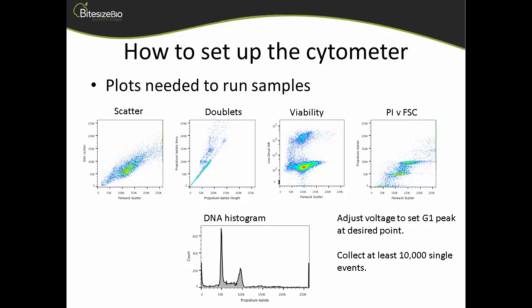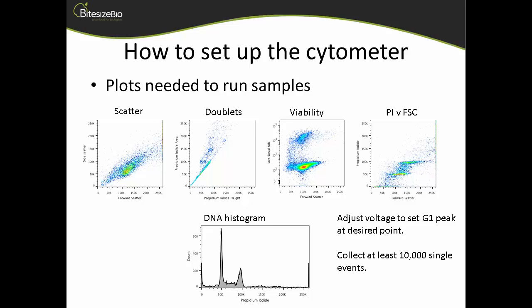I want to make sure I exclude dead cells. So before I fix these cells, I added amine reactive dye, which picks out cells that were dead before I fixed them. And I also like to have a plot of forward scatter against my DNA signal. This really allows me to help monitor again the cytometer performance. This is the G1 peak, this is our G2 peak. They should be fairly parallel to the forward scatter axis. If they're not, then that gives me an indication that maybe the cytometer isn't performing correctly and I may need to perform a clean or something like that.